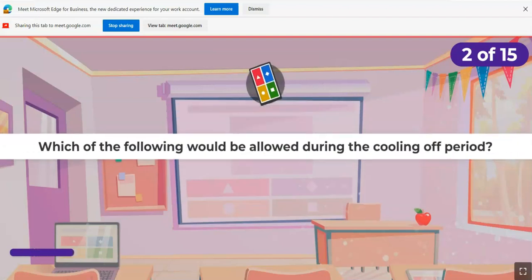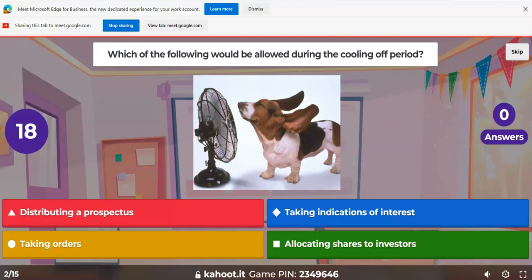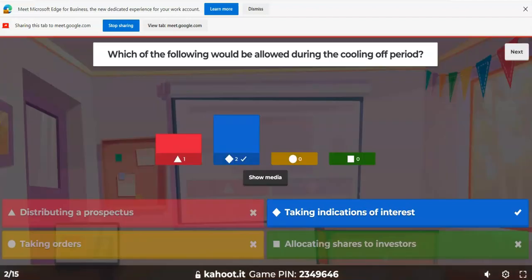Okay. Next question. Which of the following be allowed during the cooling off period? A. Distributed prospectus. Take orders. Or B. Allocated shares. You're answering quick. Okay. What is allowed? Yes, taking indications of interest.